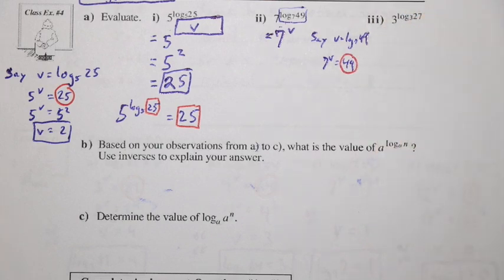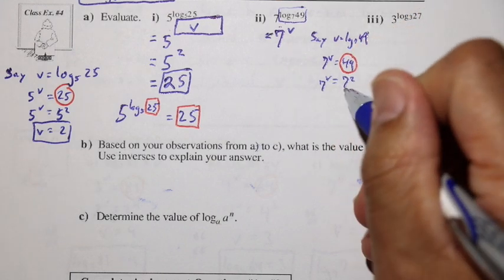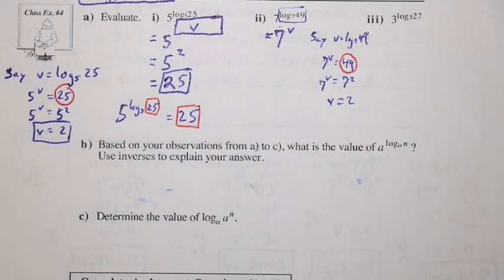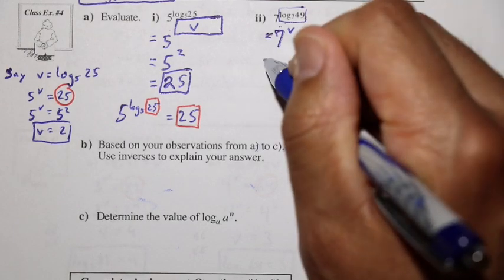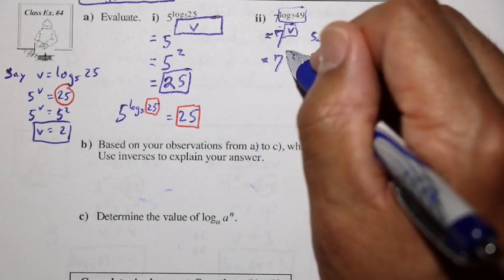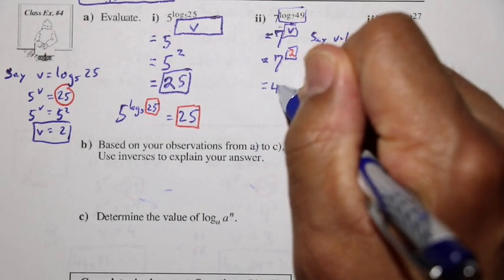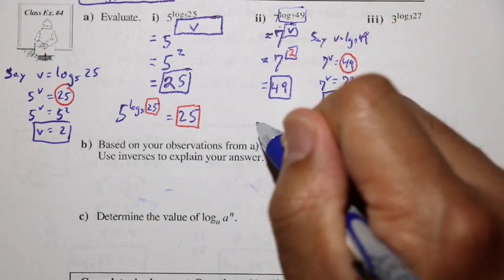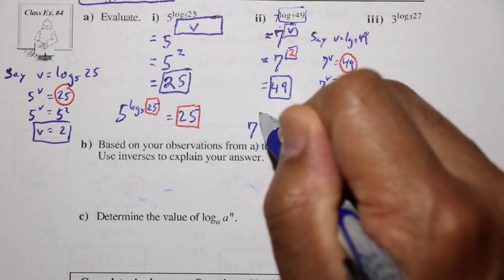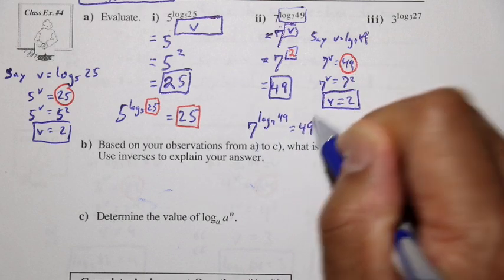Replace this 49 with a power of base 7, 7 squared. So 7 to the v is equal to 7 squared, which tells us that v is equal to 2. Since v is equal to 2 in this case, 7 to the v is now 7 to the 2, and this is equal to 49. So we conclude that 7 to the exponent log base 7 of 49 is equal to 49.